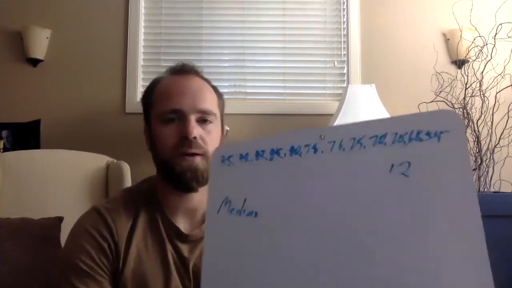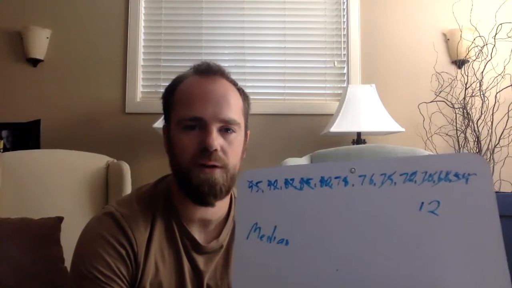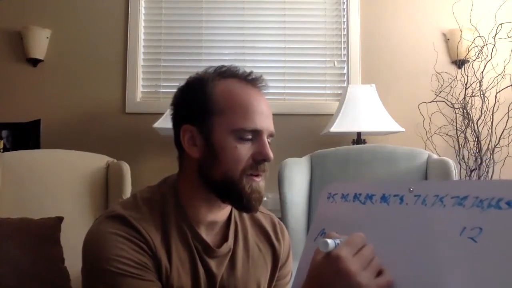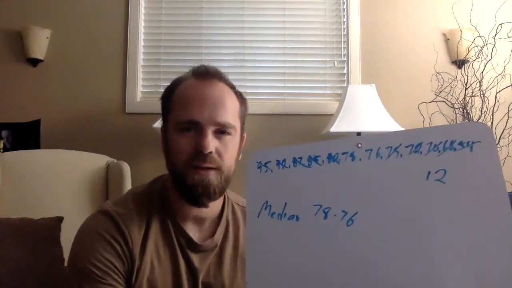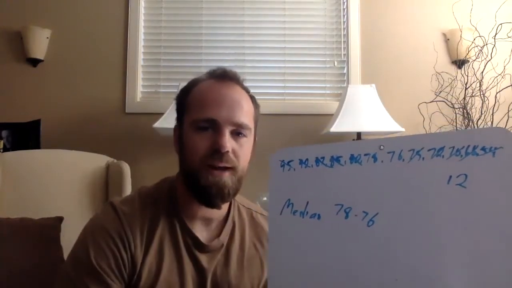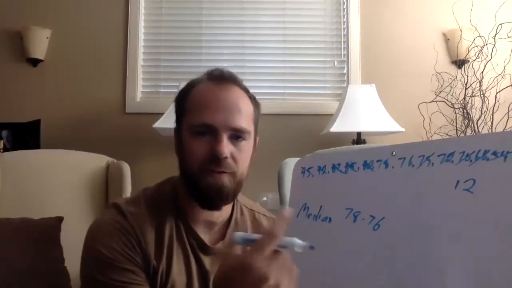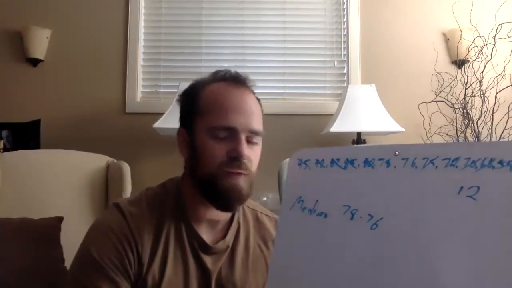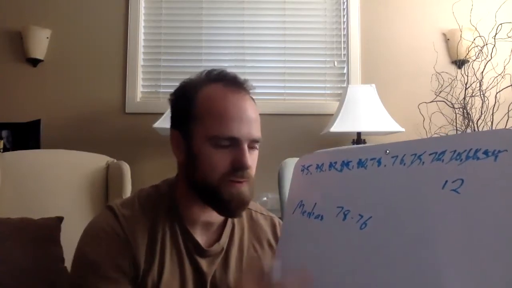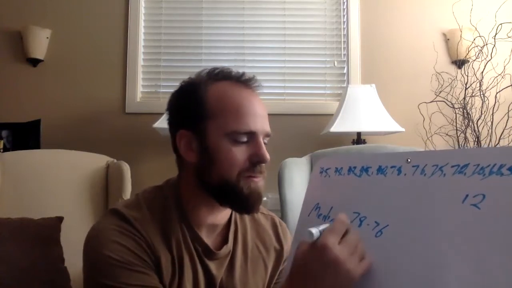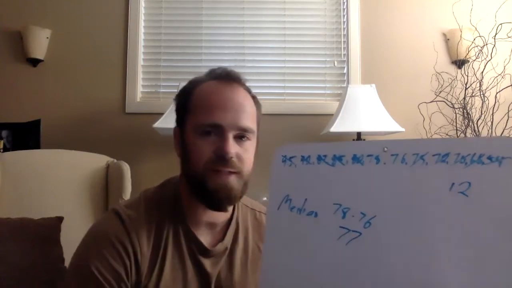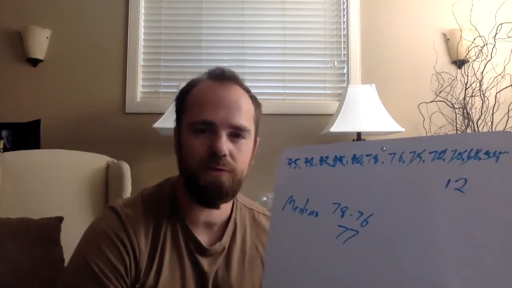Now I'm stuck, and I've got two numbers that I haven't crossed off. I have 78 and 76. I can't have two medians because I'm looking for the exact middle. So what I have to do is find the mean or the average of these two numbers. If it was 77 and 78, it'd be 77.5. It's the middle between them. So we have 76 and 78, and my median is going to be 77 because it's the number in between those two numbers.